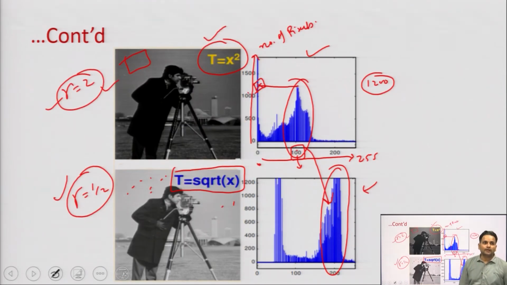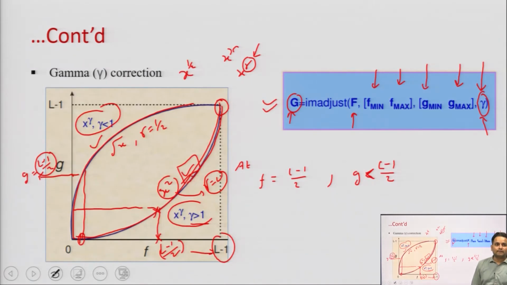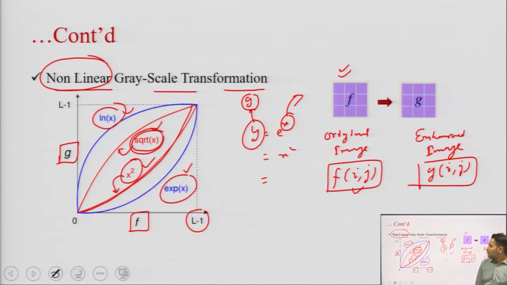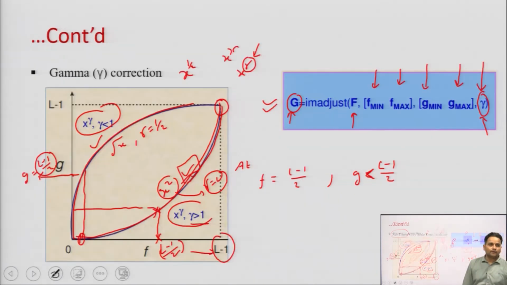So, I think you now understand what gamma correction is doing to get an enhanced image by using nonlinear grayscale transformations.